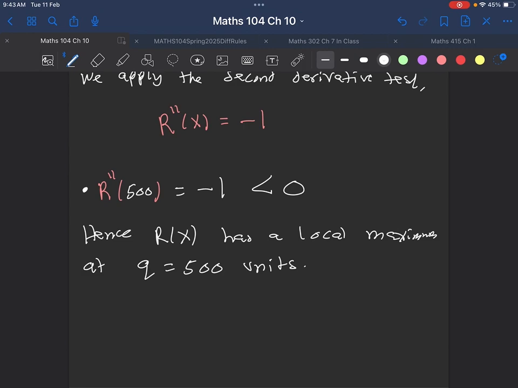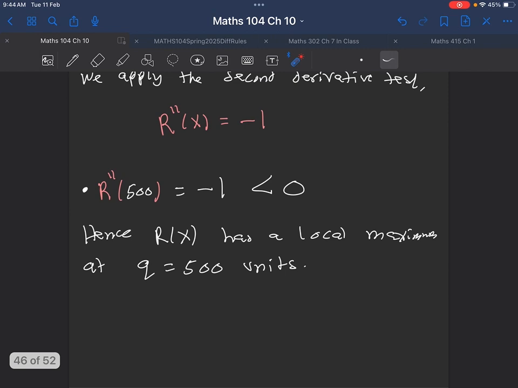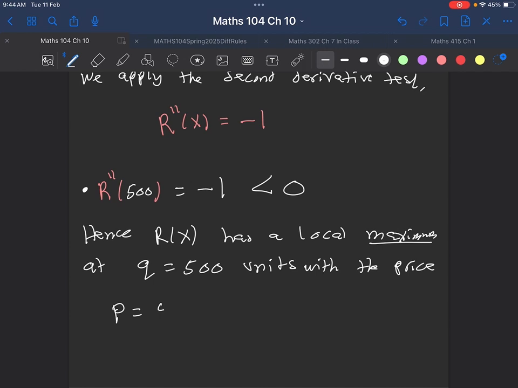Okay, now the question was not how many Q to get the maximum. If you look at the question, it says find the selling price. I need the price, I need P, not just Q. So I know that Q is 500. What is P? So let's find the price. So we have the local maximum at 500 units with the price, and that's what I'm looking for, P equals 500 minus 0.5 times 500. So the answer will be in dollars, $250 will give me the maximum.